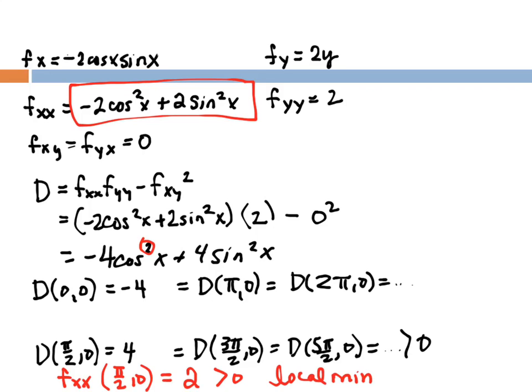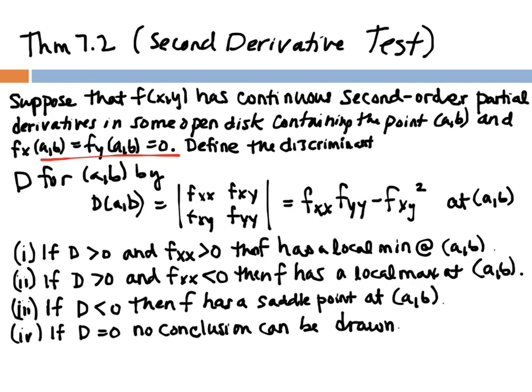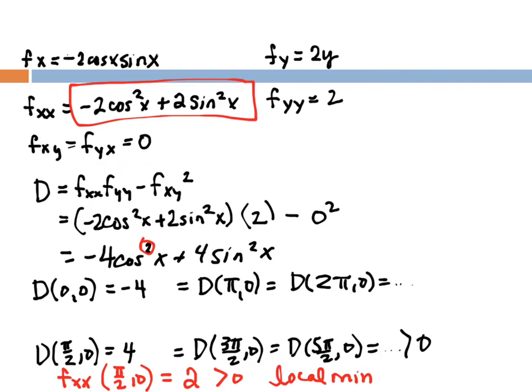But let's go back and do the other one as well. On the other one, I found that the determinant value was negative 4. What does that tell me? It's a saddle point, and that's actually very helpful because there's nothing else to test, right? So this is a saddle point. I've got lots of saddle points.